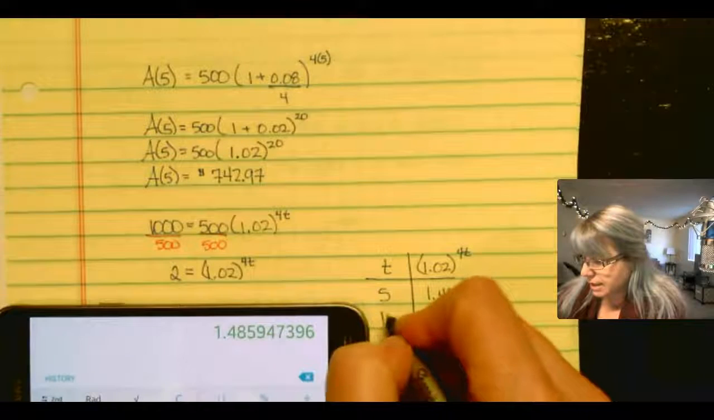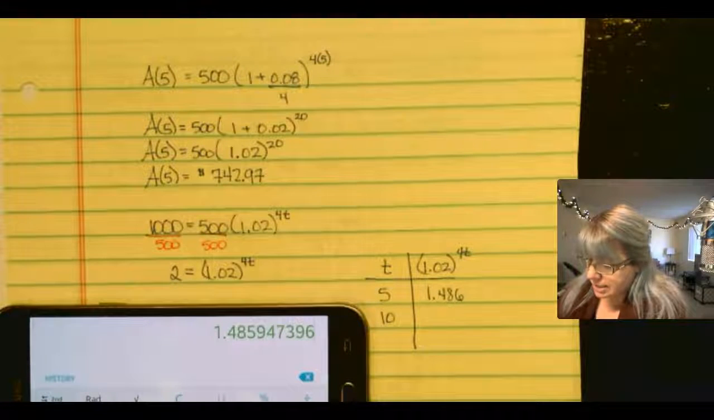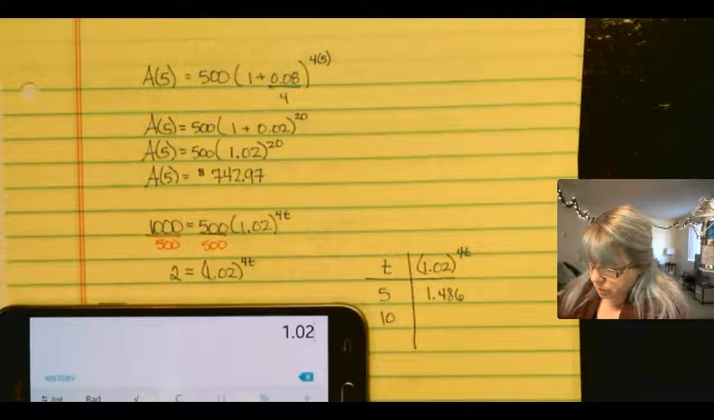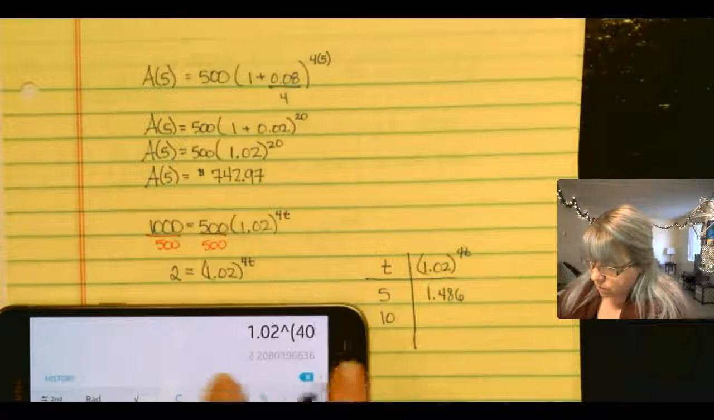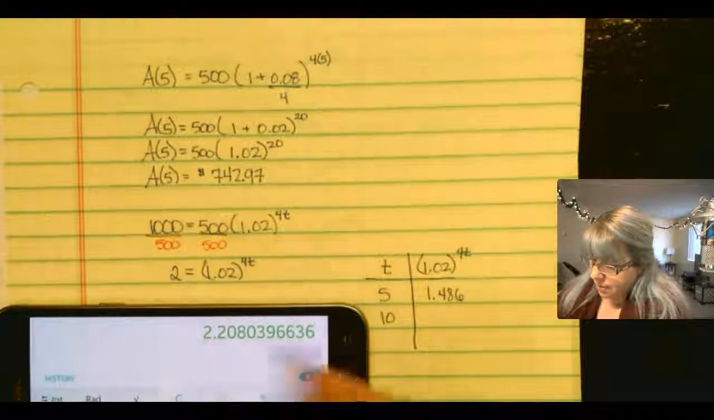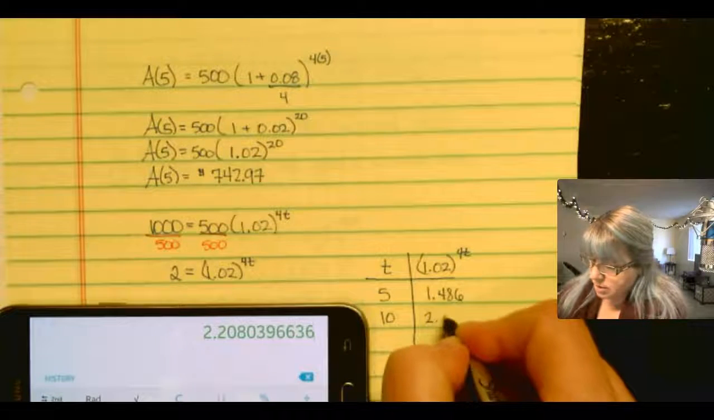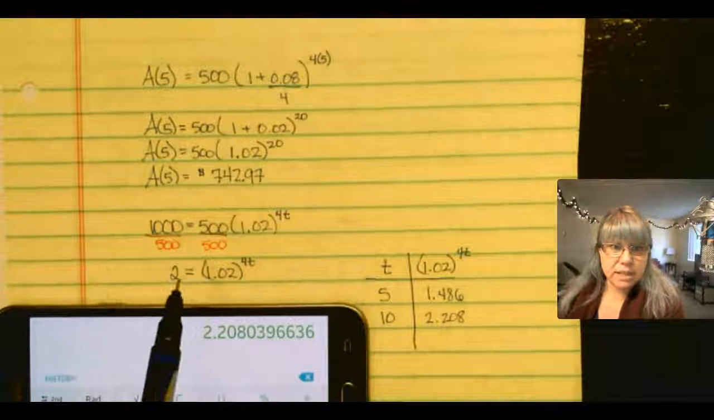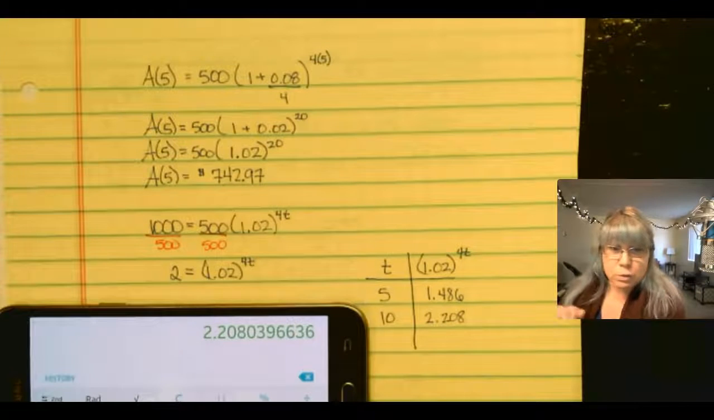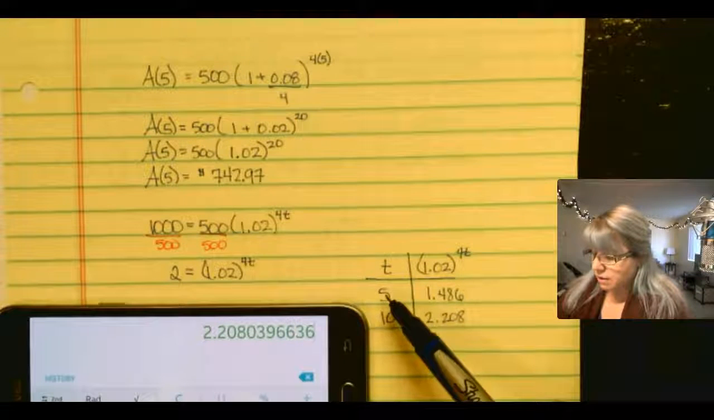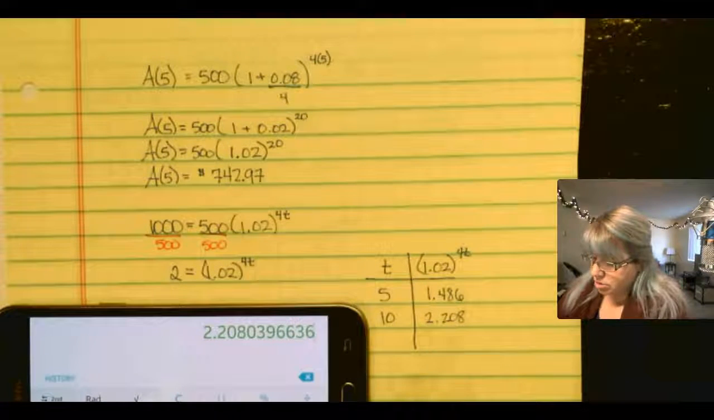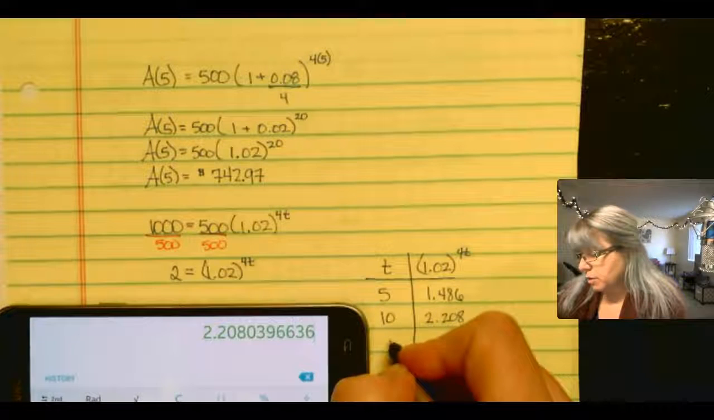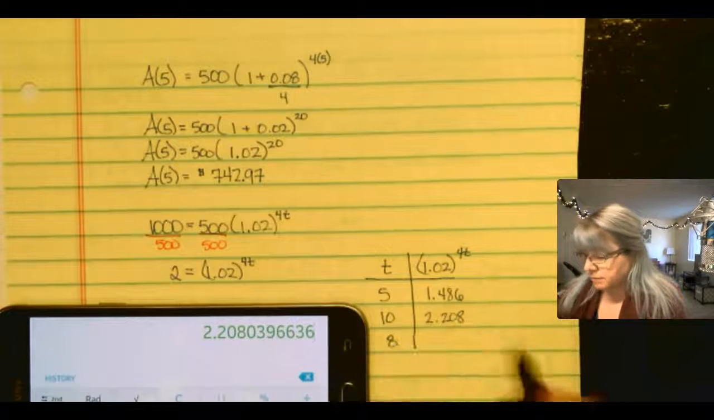So I'm going to try 10. When t is 10, that's 1.02 to the 40th because 10 times 4 is 40. And that gives me 2.208. That's too much. I'm looking for it to equal 2. So I'm narrowing it in. It's somewhere between 5 years and 10 years. So I'm going to try, I don't know, let's try 8 years.